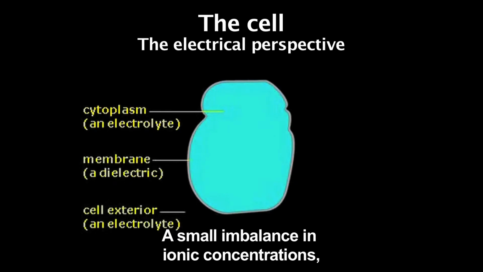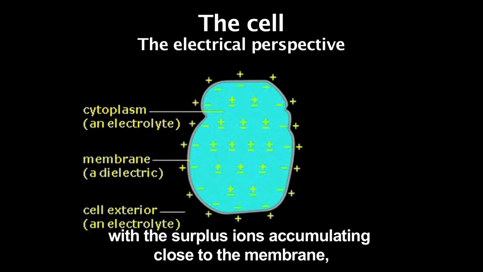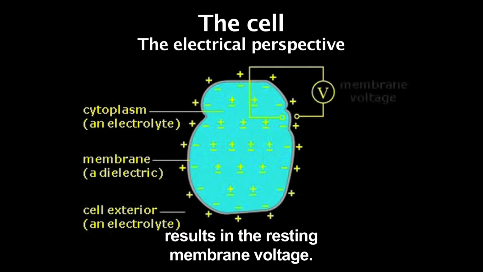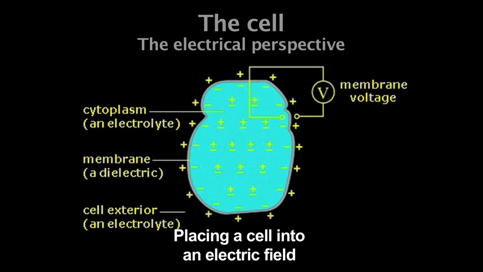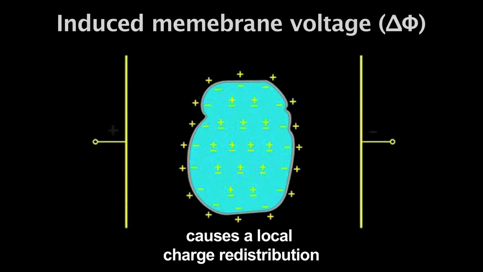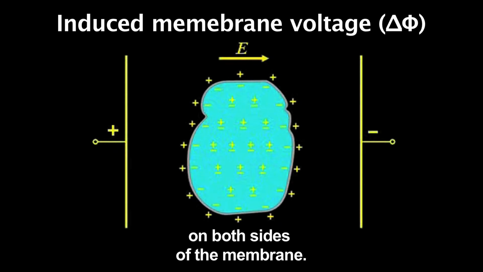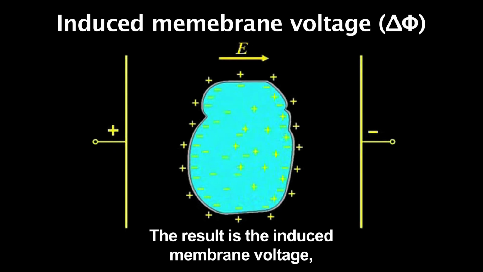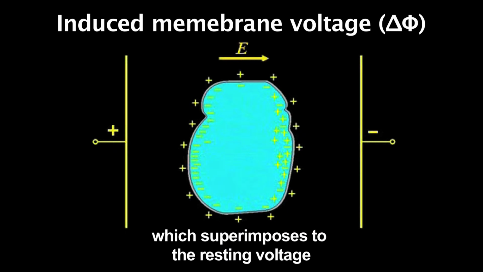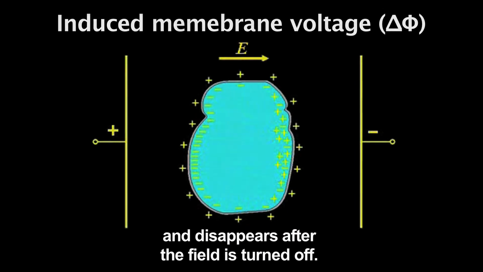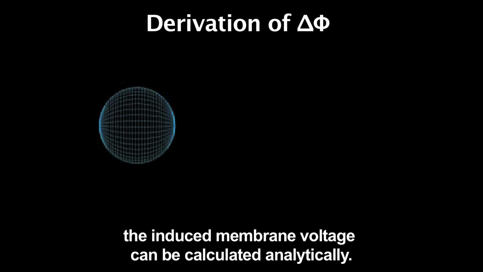A small imbalance in ionic concentrations, with the surplus ions accumulating close to the membrane, results in the resting membrane voltage. Placing a cell into an electric field causes a local charge redistribution on both sides of the membrane. The result is the induced membrane voltage, which superimposes to the resting voltage and disappears after the field is turned off. With simple cell shapes, the induced membrane voltage can be calculated analytically.